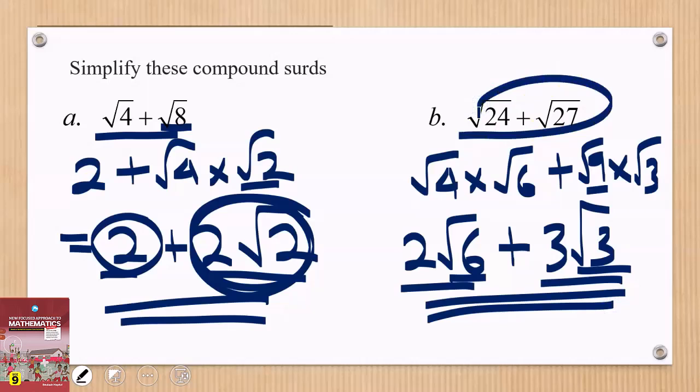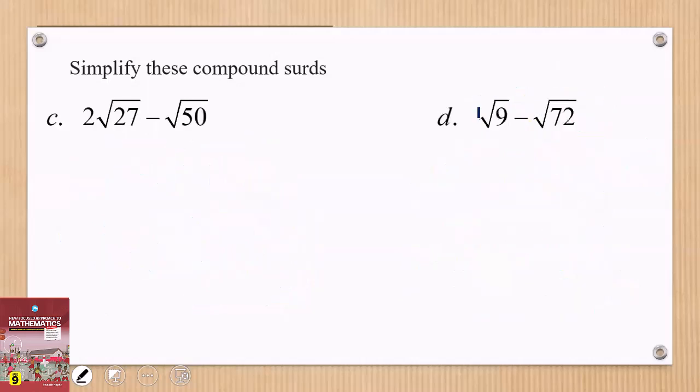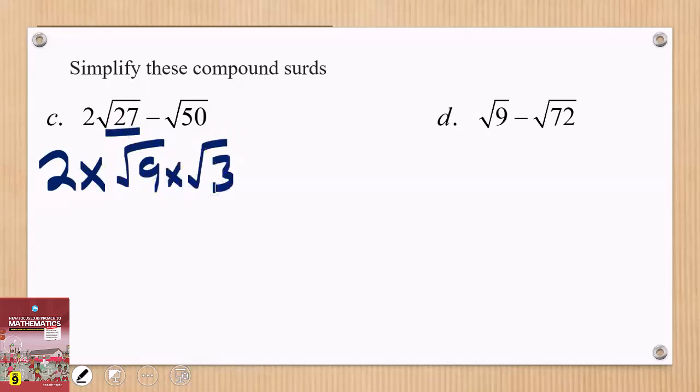Let's take another example. Here we have 2 root 27 minus root 50. It's a compound surd because it's being separated by minus, or we are subtracting two different surds, and so we call it compound surds. Now, this 2 root 27 is the same as saying 2 times root 27, which can be written as root 9 times root 3. You get it? Then minus our root 50.